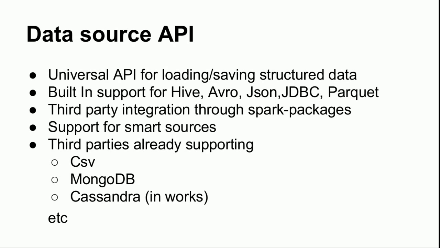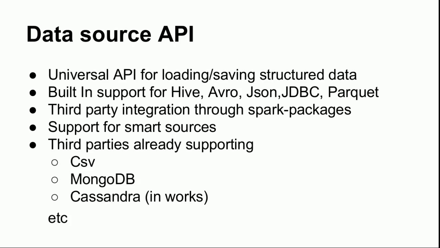Now, why I say it's a universal API is that it supports a wide range of structured data that's out there. For example, there is built-in support for Hive, Avro, JSON, and so on, where by just adding the Spark SQL dependency, you can use all these sources to load or save. But not only the built-in support, there are so many third-party packages available on a site called Spark Packages, where you can integrate with any other custom source you have. For example, there is support for CSV, MongoDB, Cassandra, etc.